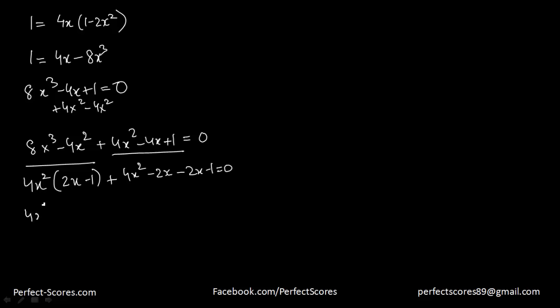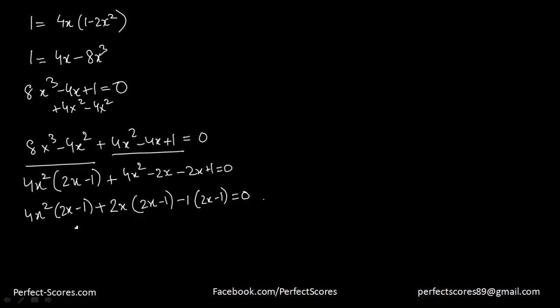So this is going to be equal to 4x square into 2x minus 1 plus, if I break this again, I'm going to get 2x here. So this is going to be equal to 2x minus 1, and this over here is going to be equal to negative 1, then again 2x minus 1.